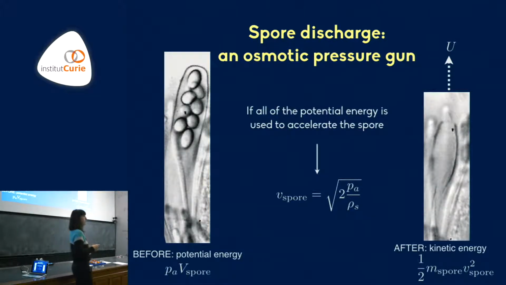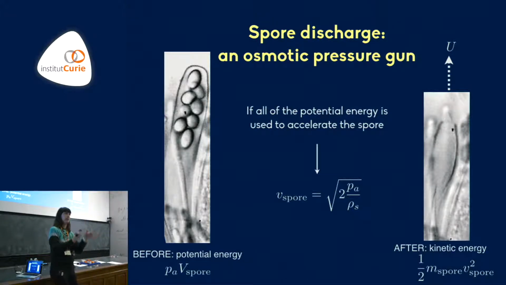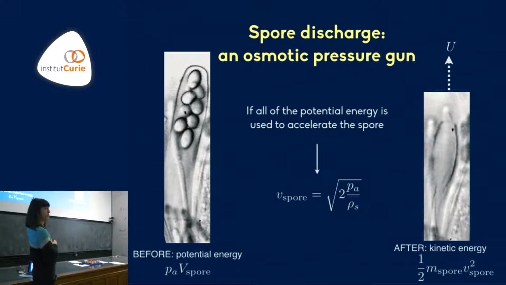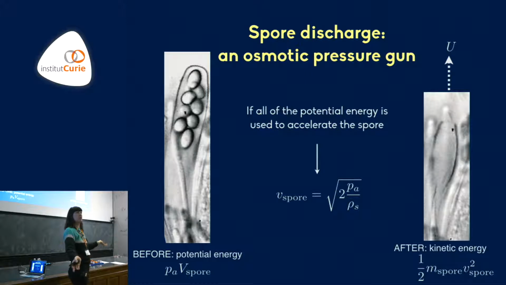How far it goes depends on how fast it is ejected. We've started to discuss this a little bit, but let's discuss it in a little more detail. Okay, so here in this frame, you only see potential energy. And in this frame, you only see kinetic energy. Okay, so if you make a very optimistic, idealistic assumption that there is no dissipation in the system, then you know the final velocity because you equate these two, and the velocity of the spore is the pressure in the ascus divided by the density of the spore. Okay?